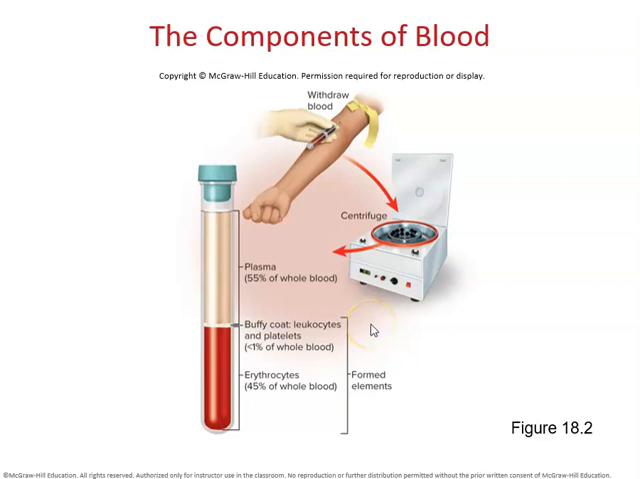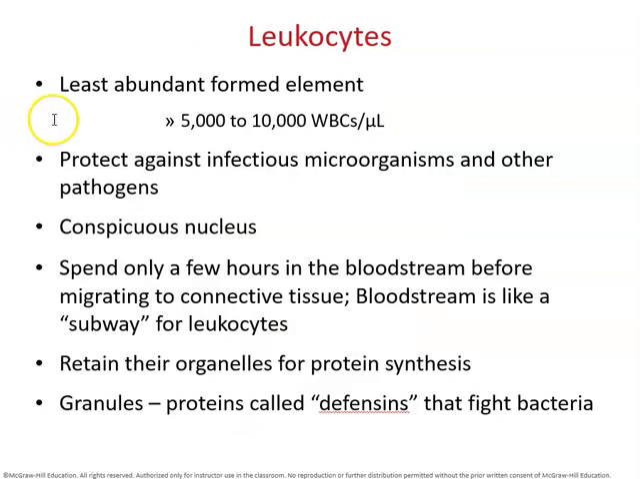In this video, we're going to talk about the buffy coat, which is the leukocyte. If we spin the blood, there are three layers. The top is the plasma, the bottom is the red blood cell, and the very thin buffy coat layer is the leukocyte. Leukocyte is the least abundant formed element in the blood. The main function of leukocytes is for protection.